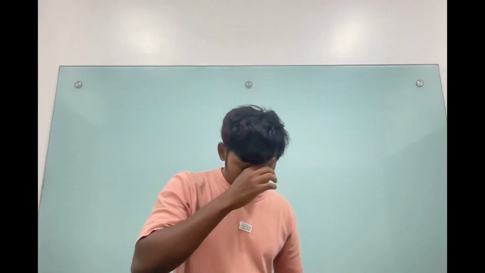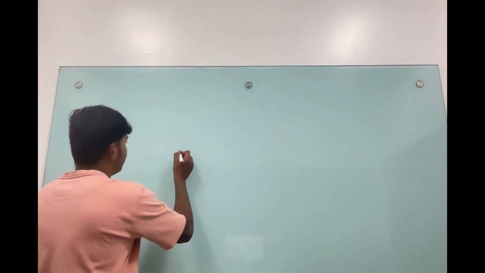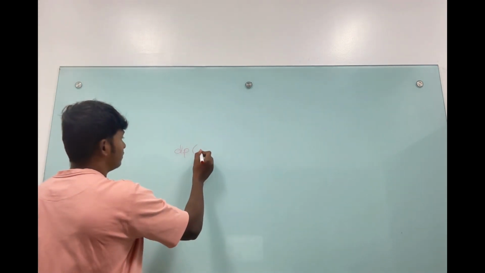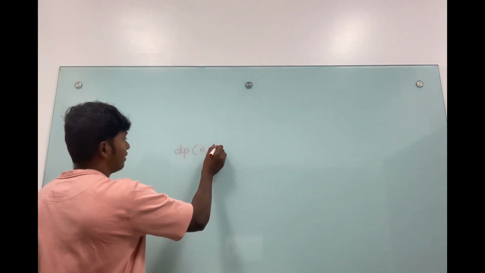So let's say dp. With these constraints you might think, okay, we can solve this using dp or recursion. So going forward with that, let's take this dp state, dp of m comma k.